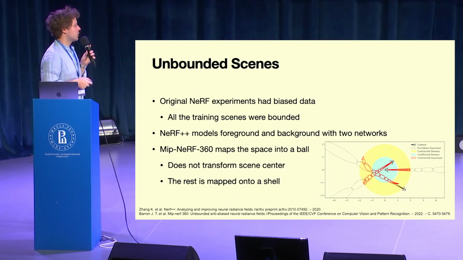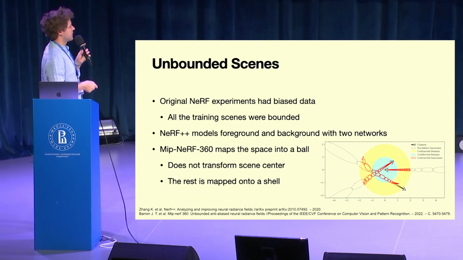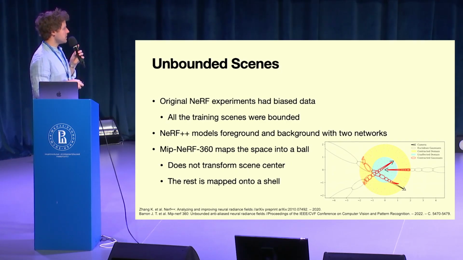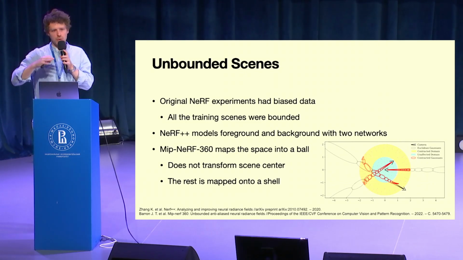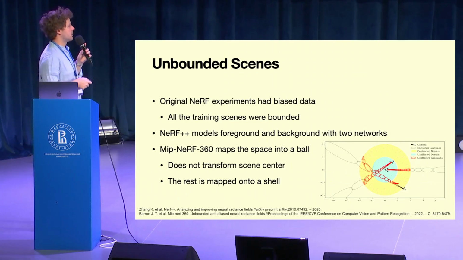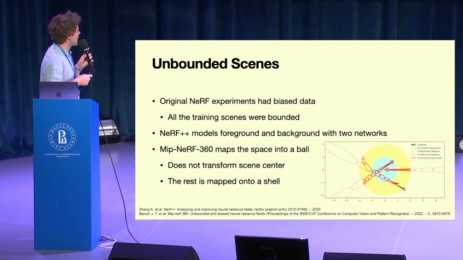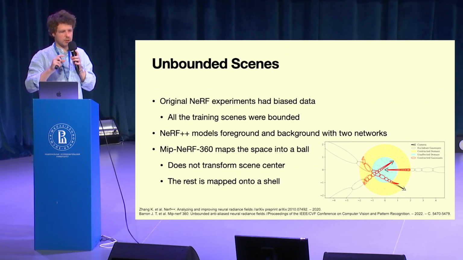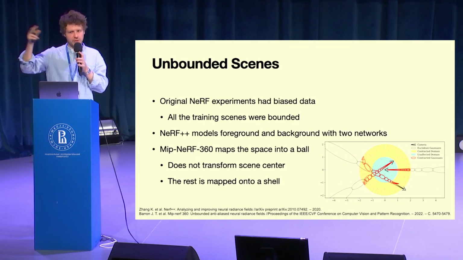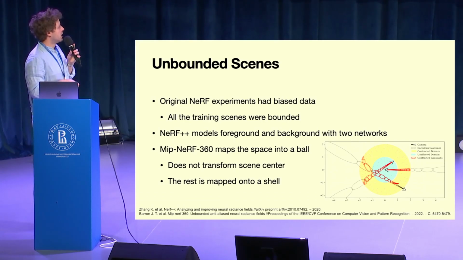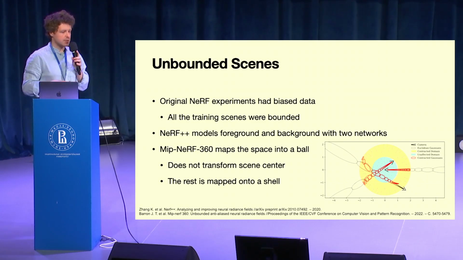So the mapping worked like this. You select a region of a scene which is the core, the central scene you want to represent. And then you map all the remaining parts of your 3D space into a shell around the central part of a scene. The mapping is pretty simple. It's like identity mapping in the center and inverse mapping, like a hyperbola, outside of the center. And this allows to process scenes that are unbounded.